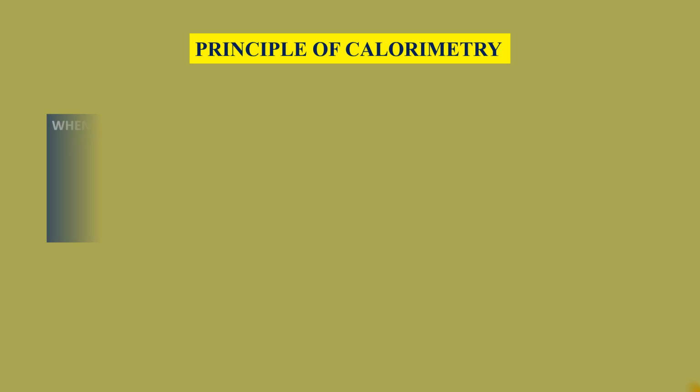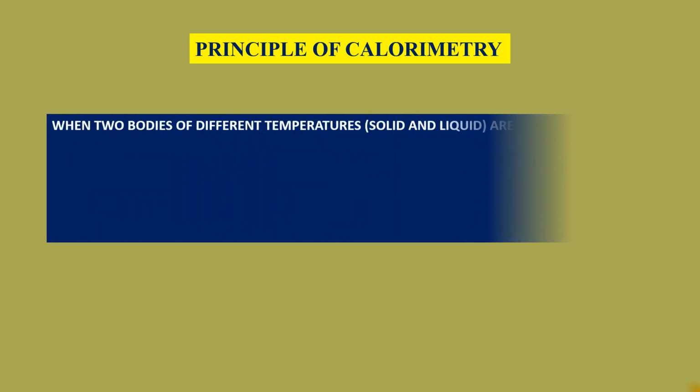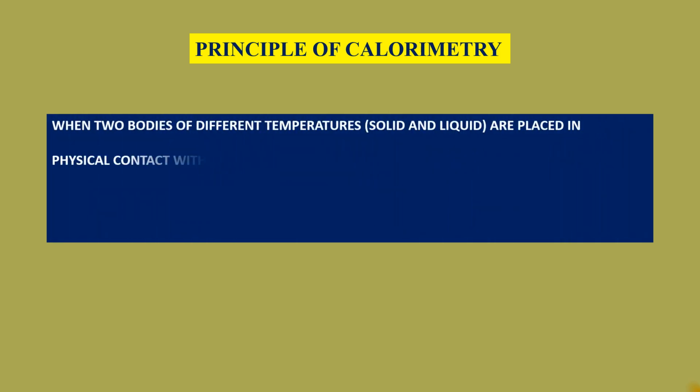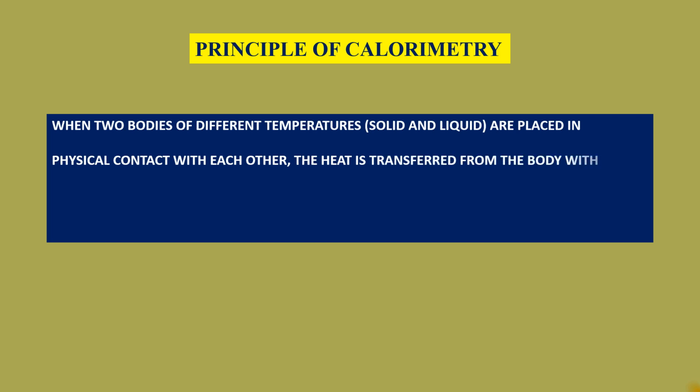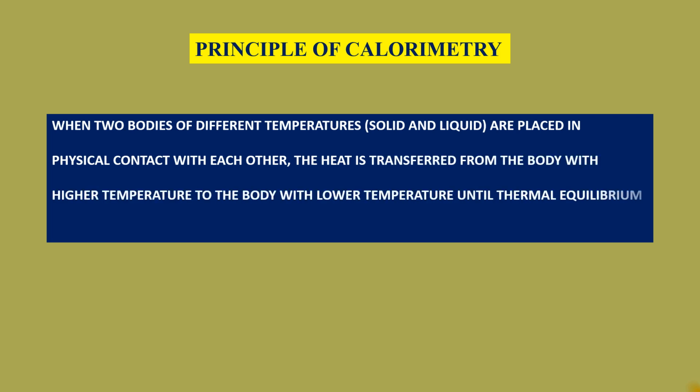What is the principle of calorimetry? When two bodies of different temperatures are placed in physical contact with each other, the heat is transferred from the body with higher temperature to the body with lower temperature until thermal equilibrium is attained between them.